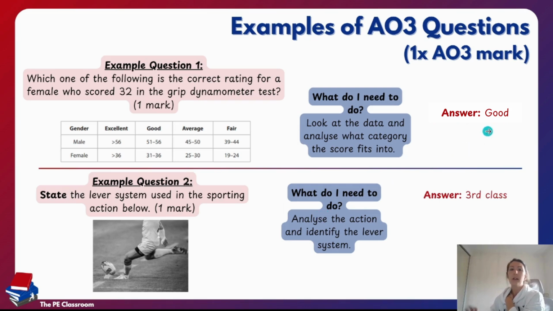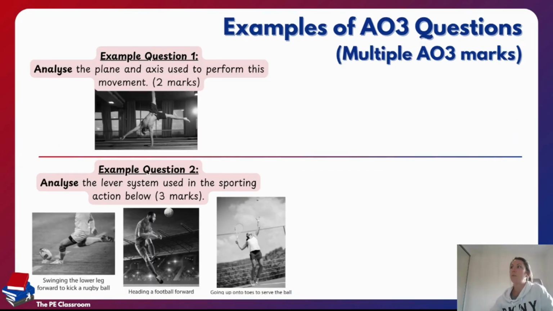Like I said, singular AO3 marks tend to be some kind of analyse an action, analyse some data. Try to be able to recognise that when you're going through the paper. Moving on to multiple AO3 type questions. Already you can see that these questions are worth 2 marks and question 2 is worth 3 marks. The command word that we recognise straight away is an AO3 type of command word, analyse. So we already know that we've got to really look into that and apply our more in-depth knowledge to a sporting example.